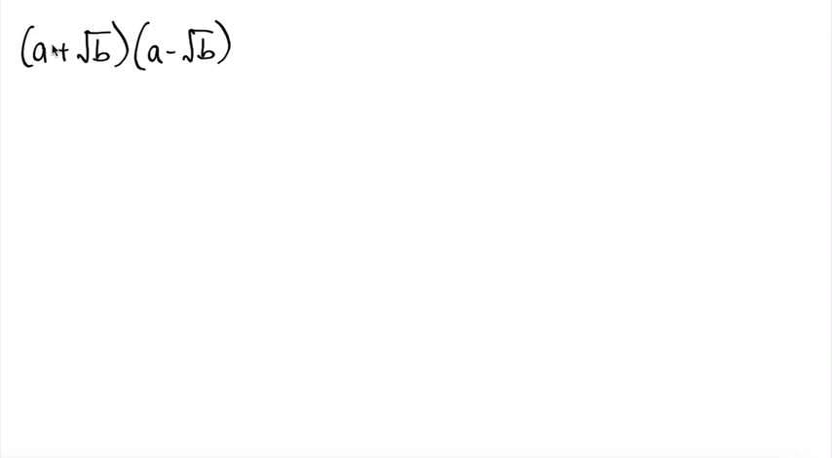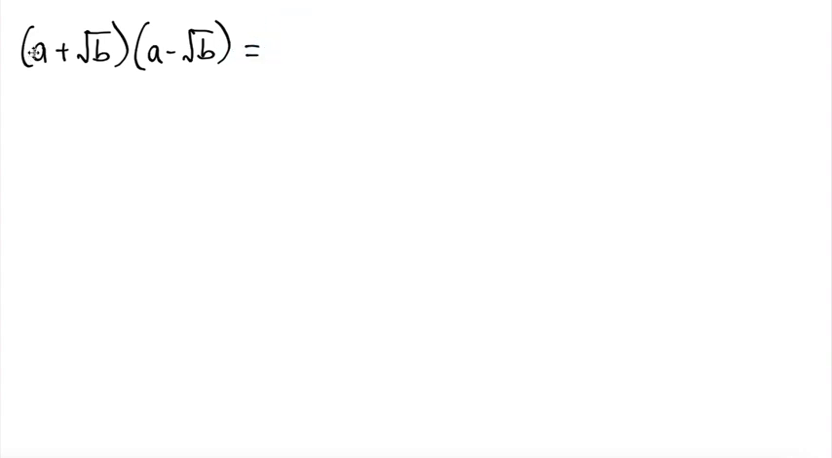So when I'm multiplying a binomial term by its conjugate, this is like multiplying a difference of squares. So if I'm looking at the factors of a difference of squares, this is what they would look like. So when I'm multiplying this, I'm going to get the following.